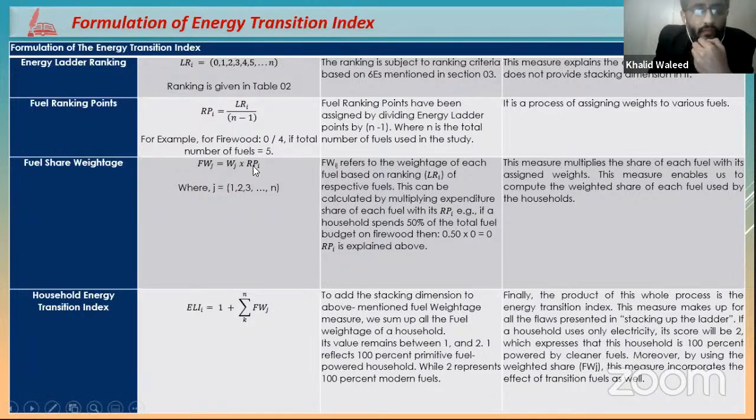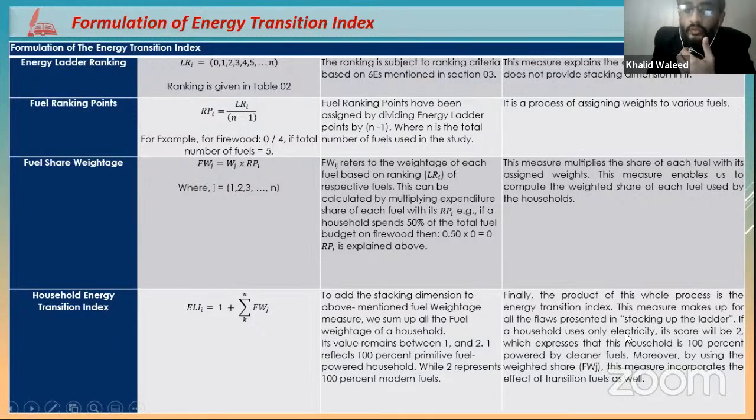So what we have done here is we just multiply these fuel share weightages with the percentage of fuel that a household is consuming. And after combining these percentages, we can finally get to our energy transition index for each household. The product of this whole process is the energy transition index. This measure makes up for all the flaws presented in the stacking up the ladder index.